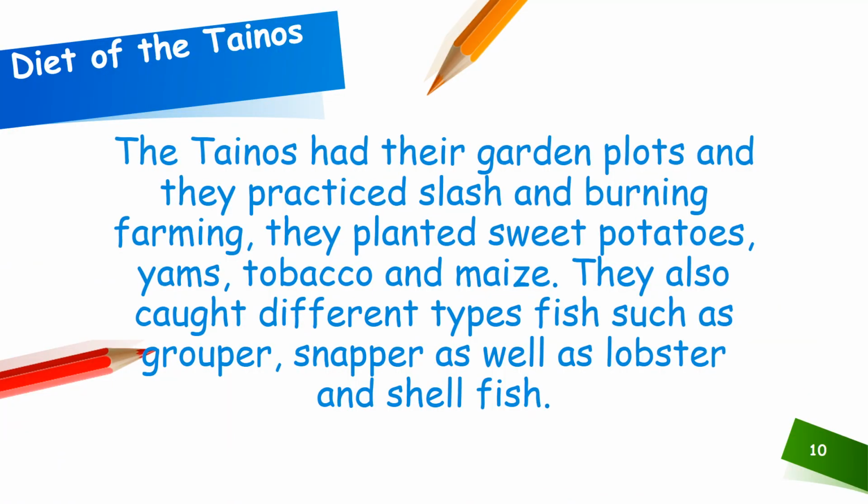What was the diet of the Tainos like? The diet of the Tainos consisted of sweet potatoes, beans, peanuts, corn, maize, cashew. They had lots of fruits. These included pineapples, star apples, naseberries, and guavas, and they ate a wide range of seafood.